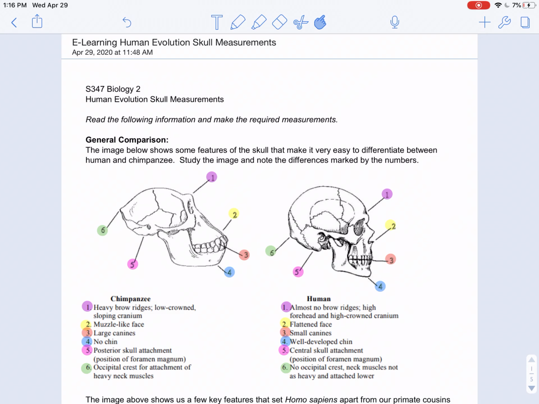Hi everyone, this is Mr. Moreau, and I'd like to go through just a few details and clarifications with our Human Evolution Skull Measurements worksheet.